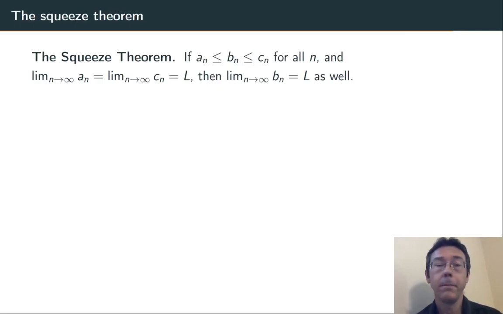An important theorem, the squeeze theorem. Suppose we have 3 sequences, and they kind of go in order: a_n less than or equal to b_n less than or equal to c_n for all n. And if the bottom one and the top one, a_n and c_n, both converge to the same number L, then the middle one does as well.